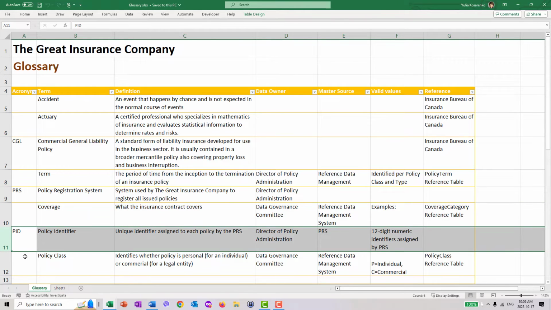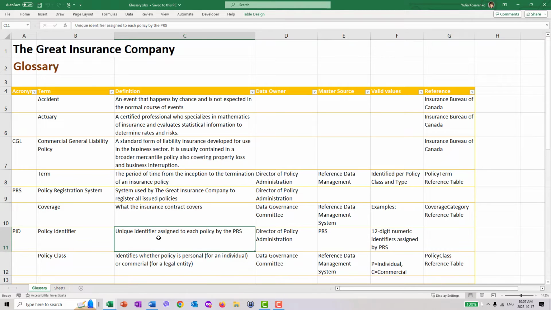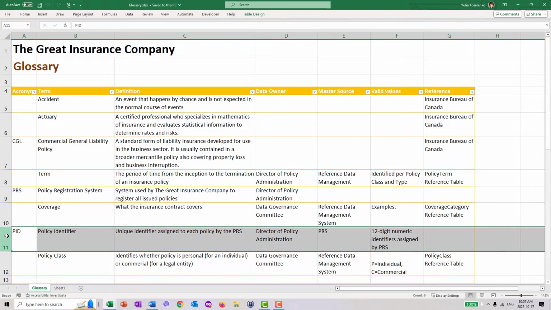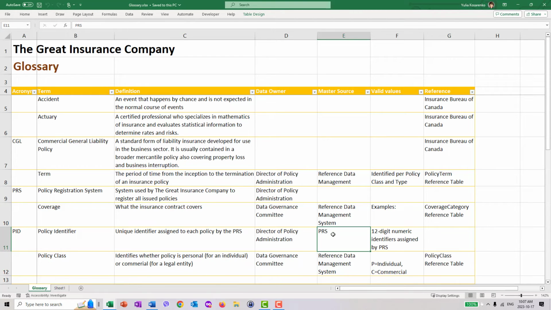The next entry I have is a policy identifier with an acronym PID. So this is just a data element, one of the data elements, an attribute of a policy. And the definition again is specific to the company. It's a unique identifier assigned to each policy by the PRS, which by now we know is a policy registration system. So this glossary entry, first of all, will make sure that everyone understands what the acronym means. It will point out that the master source of these policy identifiers is the policy registration system, PRS, and that you should expect a 12-digit numeric identifier assigned by the system.